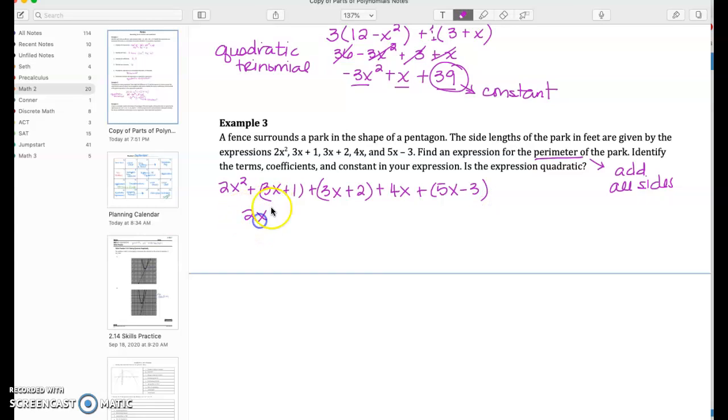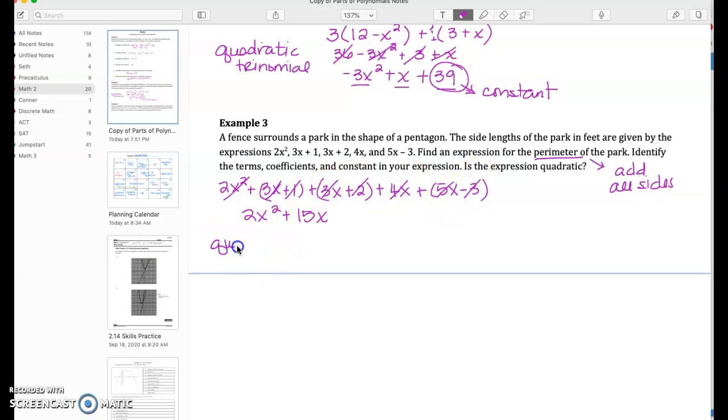So we have 2x squared, and again I mark through things just so I know that I've accounted for them and added them. So 3x and 3x is 6x, plus another 4x is 10, plus 5, 15x. And then 1 plus 2 is 3. 3 minus 3 is 0.